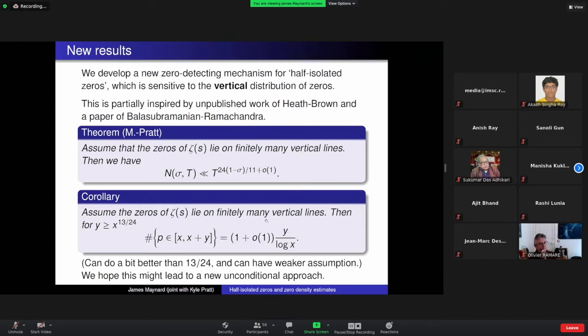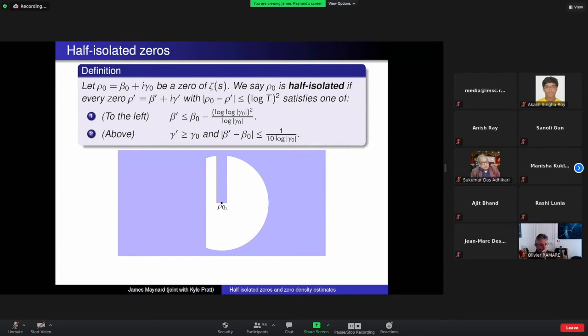So maybe that's a good flavor of the sorts of results that we're getting and the sorts of consequences we get from this zero detecting mechanism. But maybe I'll try and say a little bit more about what it is that we're really doing and what I mean by these so-called half isolated zeros.